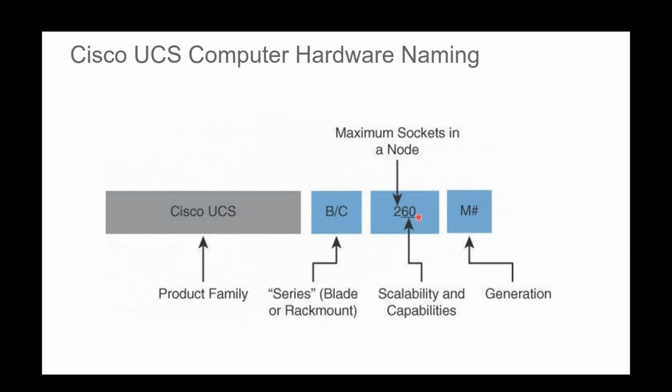Then you get the model number. The first number, simple, it's a number of sockets. So a B200 is a 2-socket, B420 is a 4-socket server. Simple. Something else to remember is that for the blade servers, anything with a 2 is most likely going to be a half-width slot. There's been at least 2 exceptions, but they're both deprecated now, the B230 and the B250. Anything starting with 4, up to this point at least, is always going to be a full-width slot.